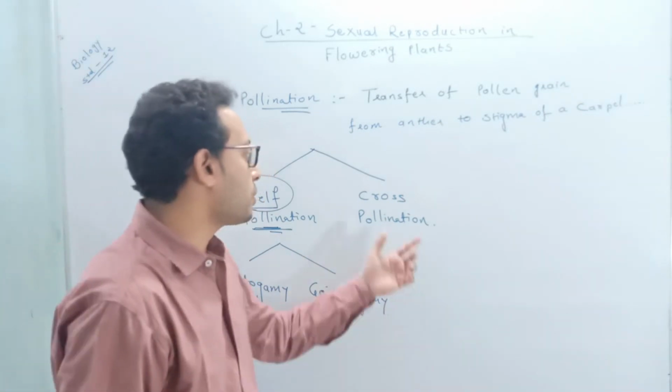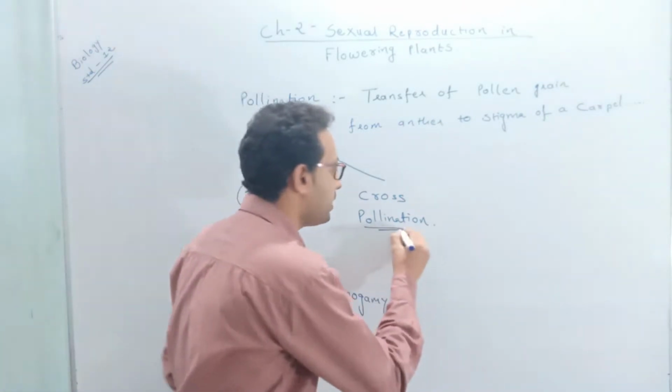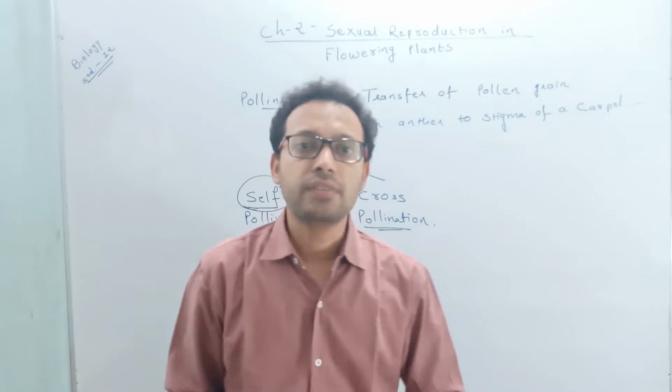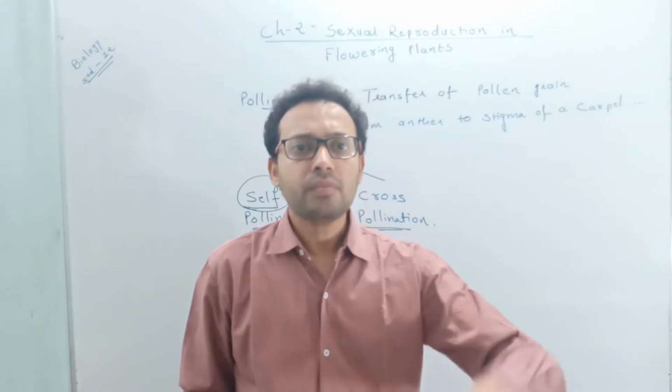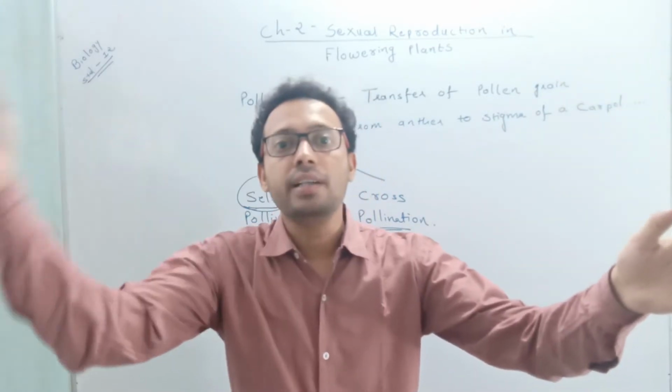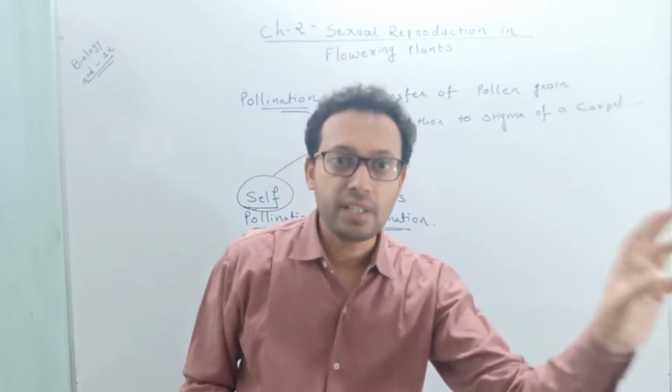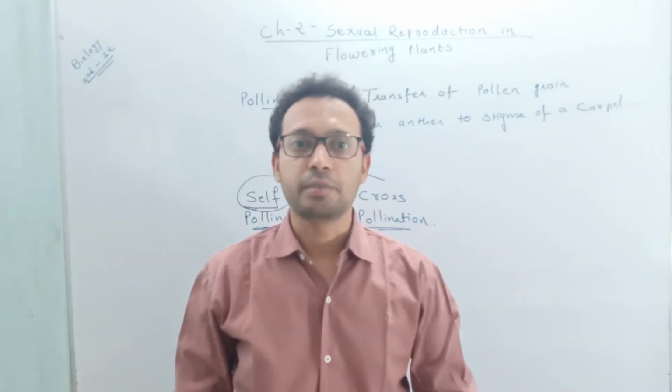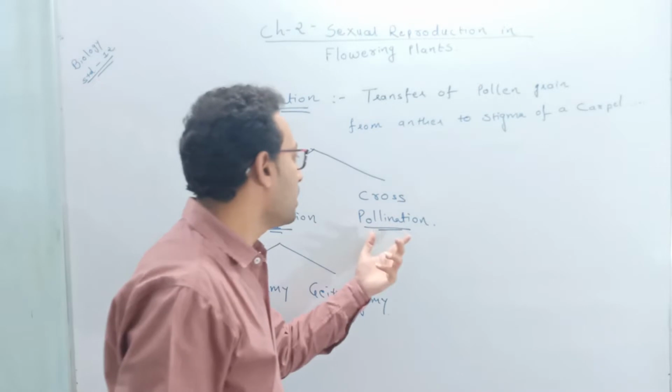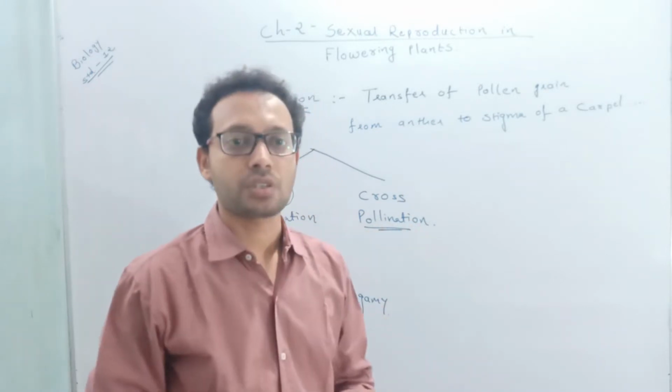Okay, and what is called cross-pollination? Cross-pollination means a transfer of pollen grain from one plant to another plant, from a flower of one plant to a flower of another plant. This is called the cross-pollination process.